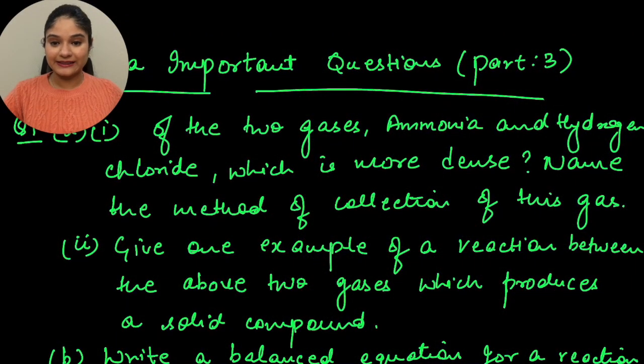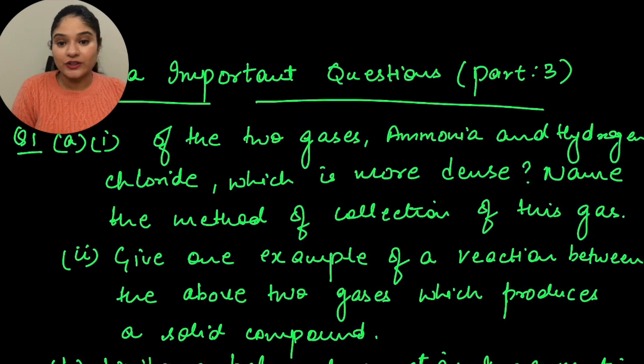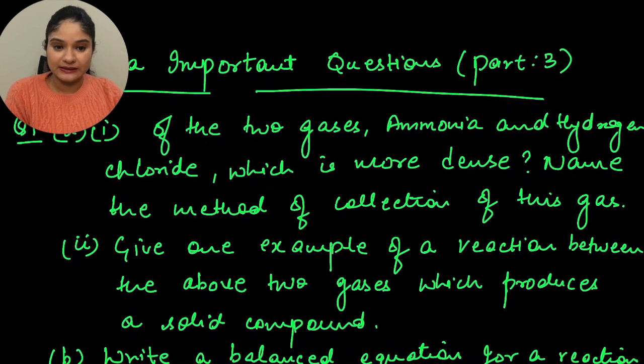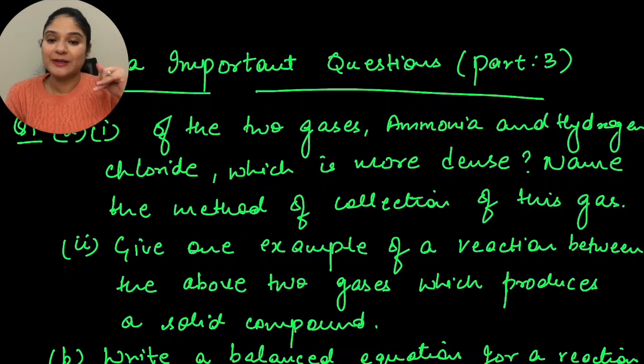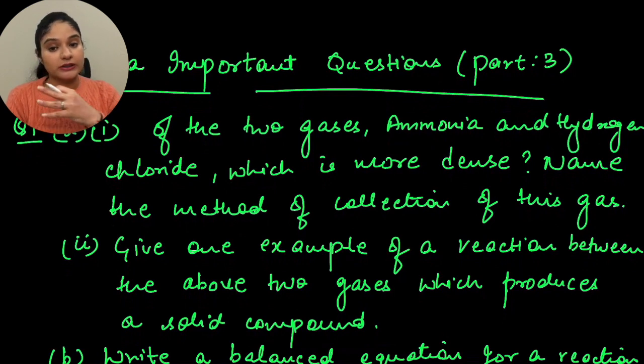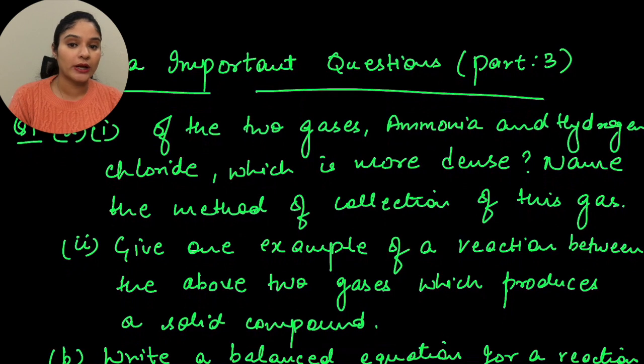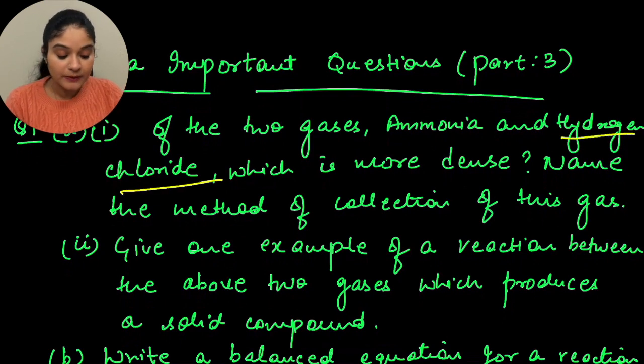Alright students, let's get started with today's session. So the first question is, of the two gases, ammonia and hydrogen chloride, which is more dense? Name the method of collection of this gas. For ammonia, if you remember the lab preparation, ammonia is collected by the downward displacement of air because it is lighter than air. But hydrogen chloride is collected by upward displacement of air because it is denser than air. So the answer for this particular question would be hydrogen chloride is more dense.